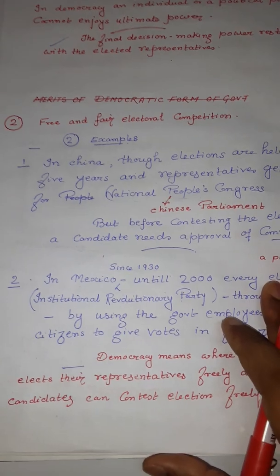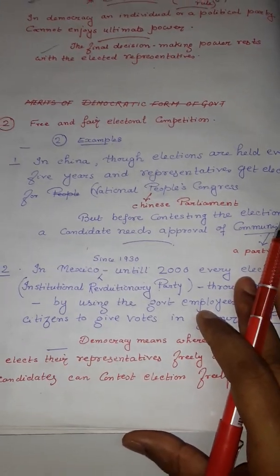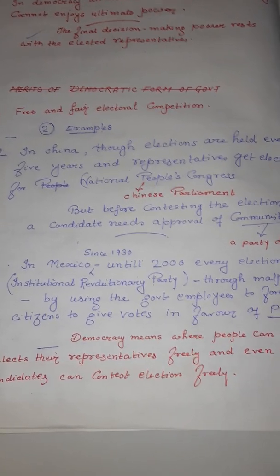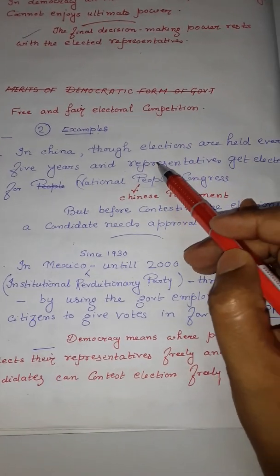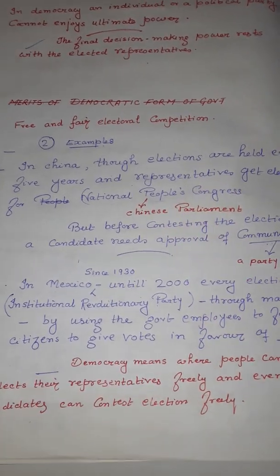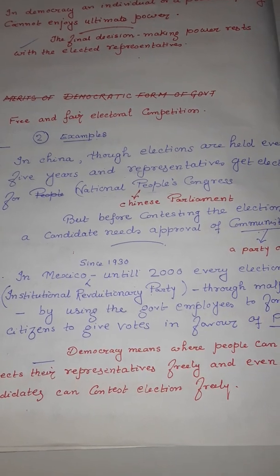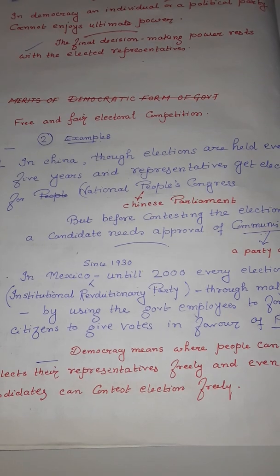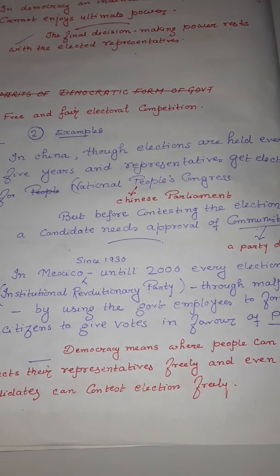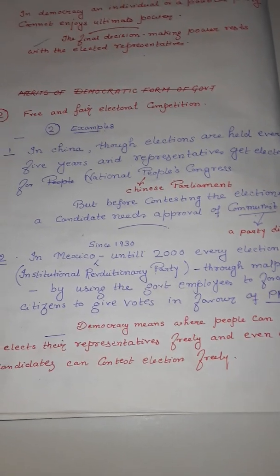Next topic is about free and fair electoral competition. Now we all know that in democratic countries elections are held, but in different types of dictator countries, elections are not held in a free and fair manner. Take the example of China, where elections are held regularly every 5 years, but the candidates who are contesting the elections need to take permission from the Communist Party. Okay, if the Communist Party agrees, only then can they proceed. So that means in China, the representatives get elected to the People's National Congress, but before that they need to take the consent of the Communist Party.